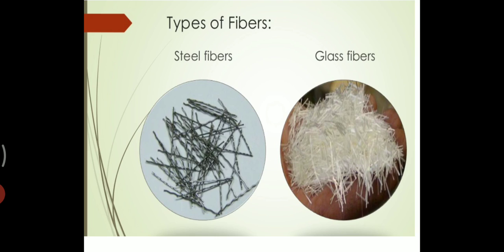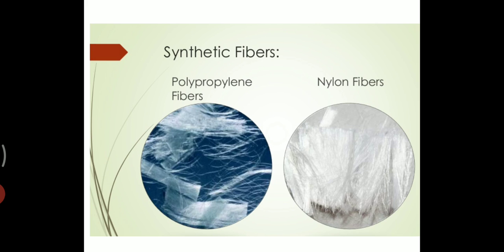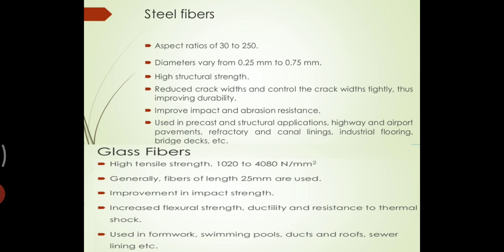Then let us see some different types of fibers: steel fibers and glass fibers. These are some photo images of the steel fibers and glass fibers. Then carbon fibers, cellulose fibers, then synthetic fibers, especially polypropylene fibers and nylon fibers, and natural fibers. Nowadays, natural fibers like coir are being used as one of the fibers in fiber reinforced concrete. Then hay. So all these are some types of fibers.